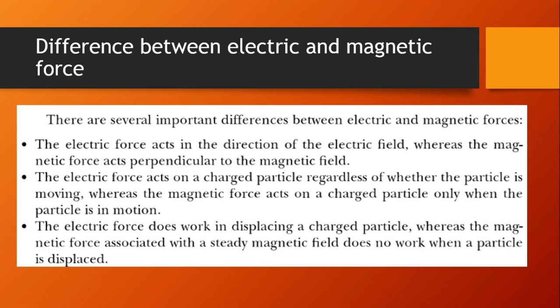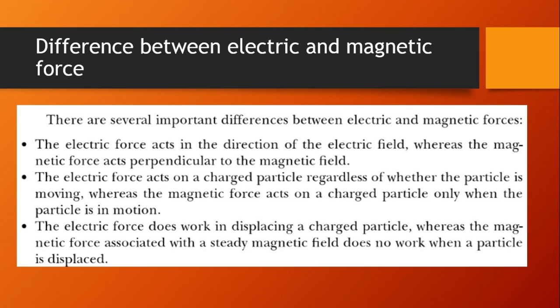There are several important differences between electric and magnetic forces. The electric force acts in the direction of the electric field, whereas the magnetic force acts perpendicular to the magnetic field. The electric force acts on the charged particle regardless of whether the particle is moving, whereas the magnetic force acts on a charged particle only when the particle is in motion.